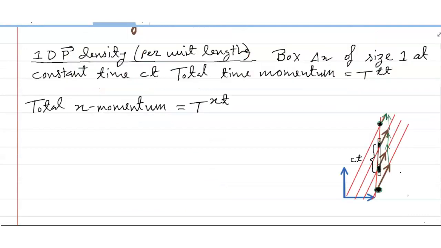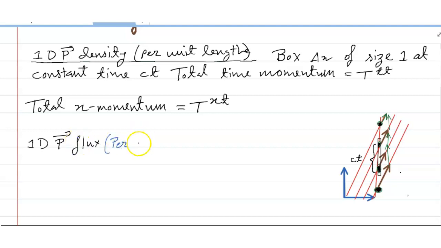At constant time we also look at the total x momentum in this unit length. This gives us the x time component of the energy momentum tensor, which is the total x momentum crossing a boundary of constant time.